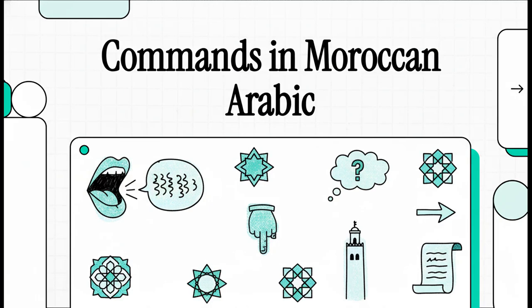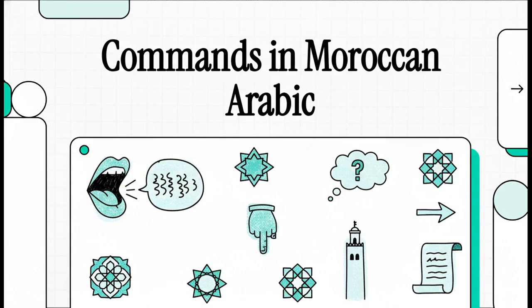All right, so imagine you're walking through a busy market in Morocco and you need to tell someone to wait, or you want to tell a taxi driver, go. These little commands, they're the secret sauce to having a real conversation. So today, we're going to break down exactly how you can give commands in Moroccan Arabic or Darija so you can speak with way more confidence.